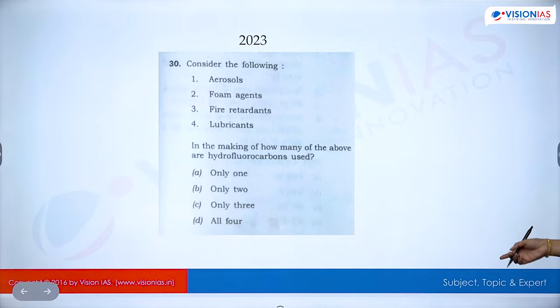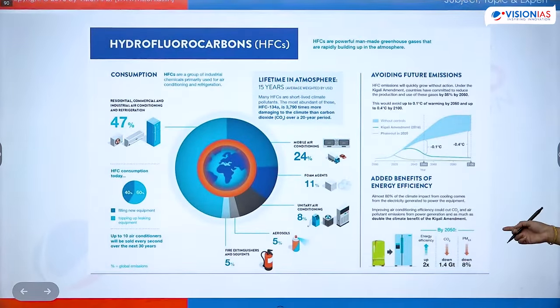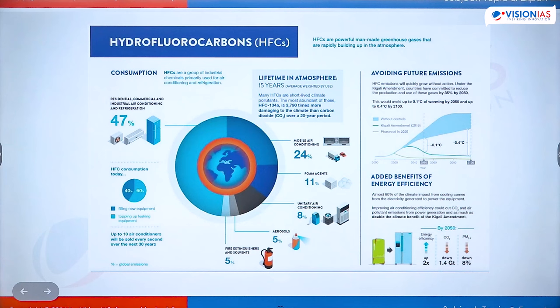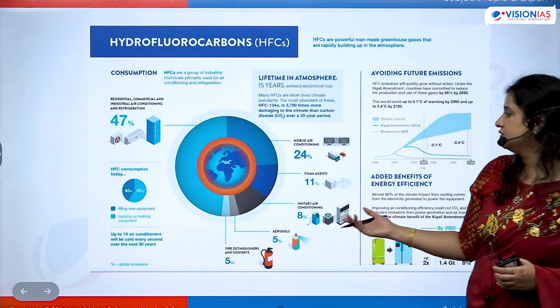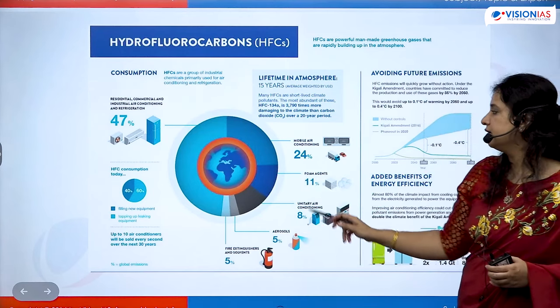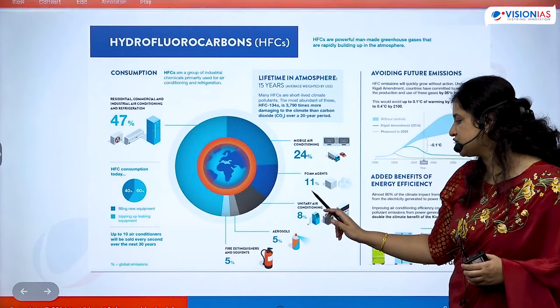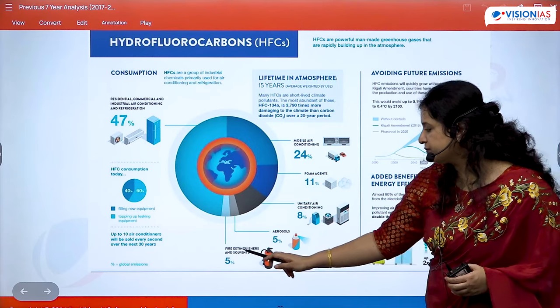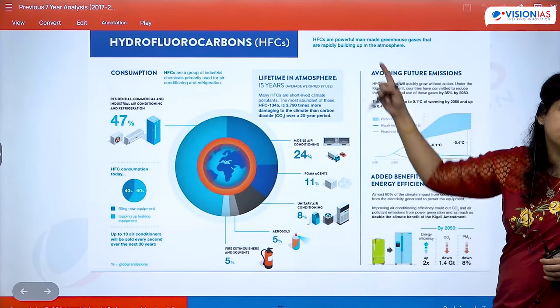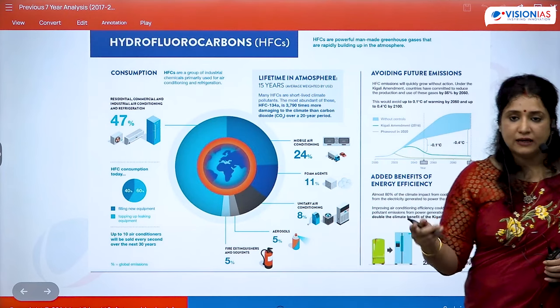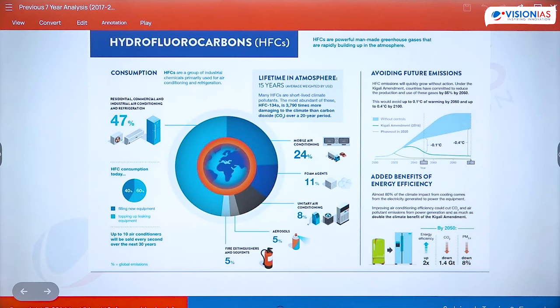The key takeaway is that for hydrofluorocarbons there is a full infographic given on the websites of the Montreal Protocol and others. If you have seen this infographic, you will see where hydrofluorocarbons are found. Mobile air conditioning 24%, foam agent 11%, air conditioning, aerosols 5%, fire extinguisher 5%. All are there in that question. So the key thing is, whenever you come across an infographic which captures and details many things, just save it somewhere so that you can look at it later on. All right, okay.